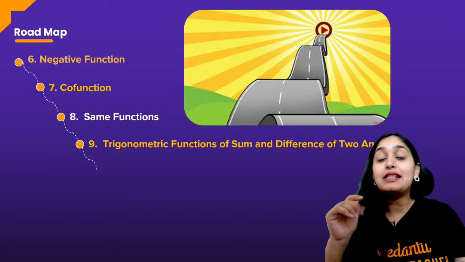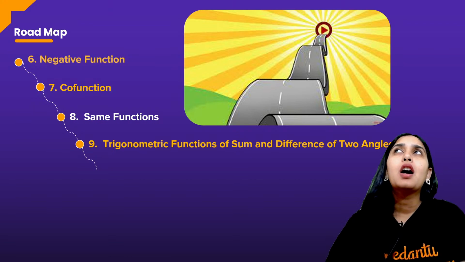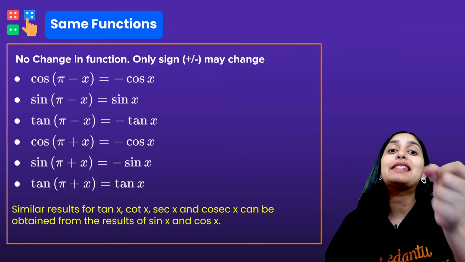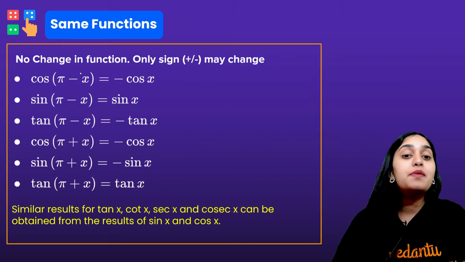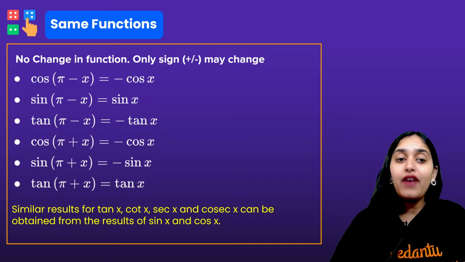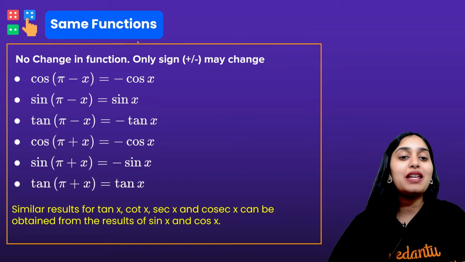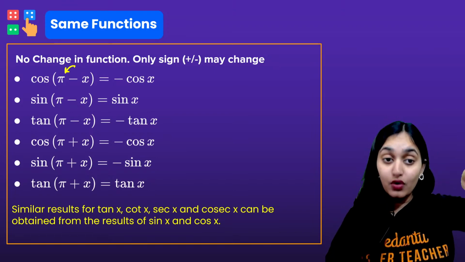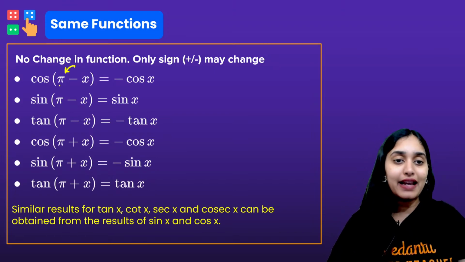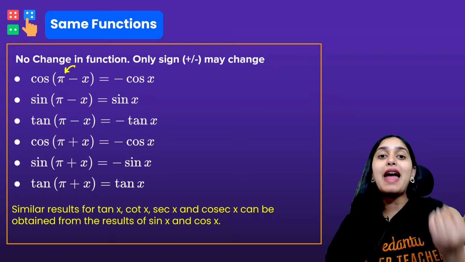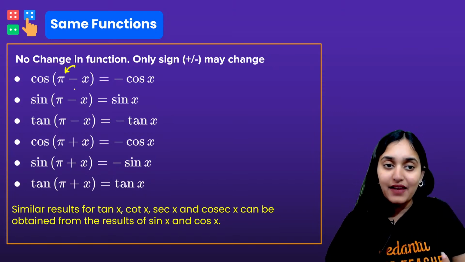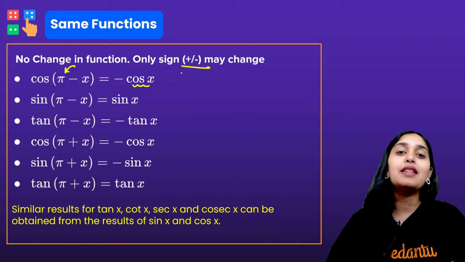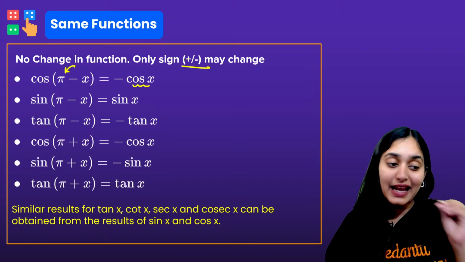Alright guys, next is same function. So, what happens and at what angular difference do we get same function? So, we observed that when a function is being moved ahead or moved back by pi radian, so when you add pi or you subtract pi, the function is not changing. Only the positive and the negatives are changing. Only the sign is changing.